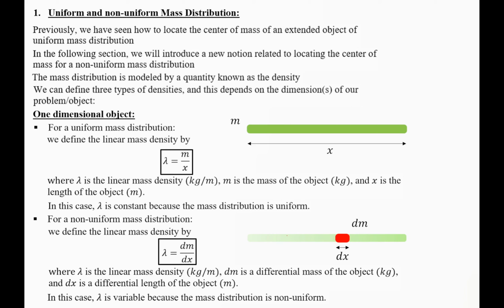Now if you choose another point here, more to the left, you can expect that lambda won't be the same, because lambda gives us information about how the mass is distributed along the bar. And we know that this is a non-uniform mass distribution. The mass is not concentrated the same everywhere, which means lambda would be variable.